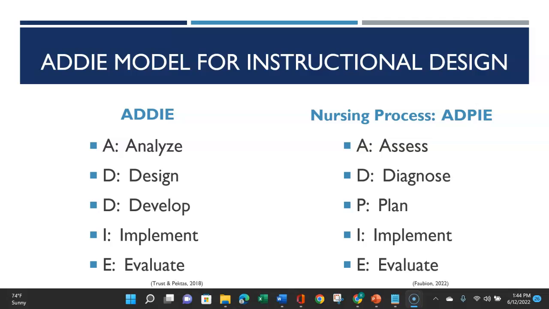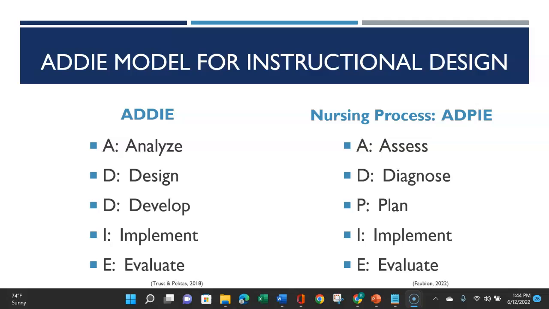However, since ADDIE is beneficial for novice educators and nursing educators to use, let's compare ADDIE to the nursing process, or ADPIE. ADDIE stands for Analyze, Design, Develop, Implement, and Evaluate, where ADPIE is Assess, Diagnose, Plan, Implement, and Evaluate.